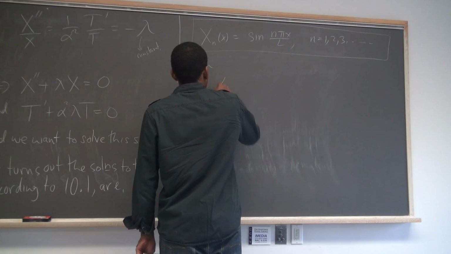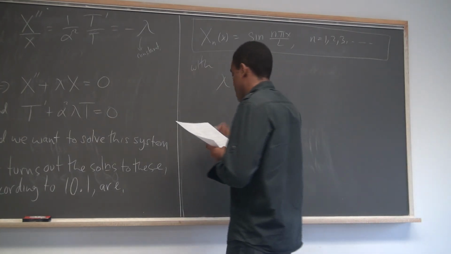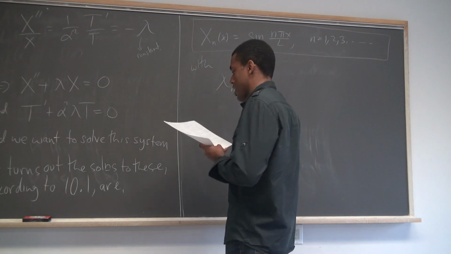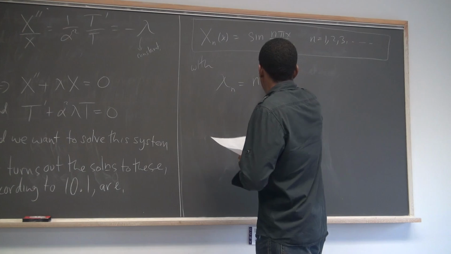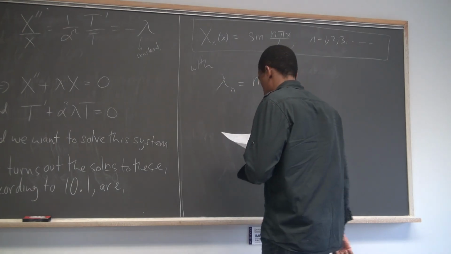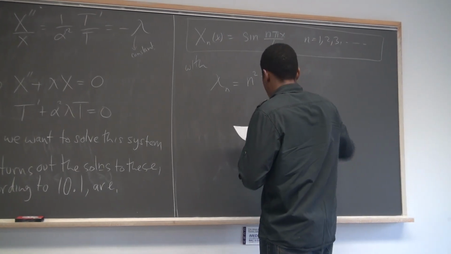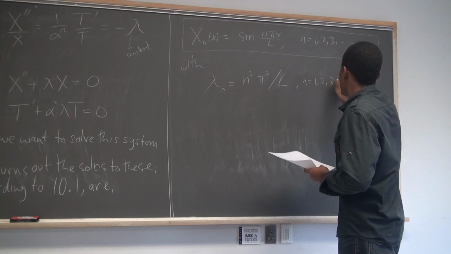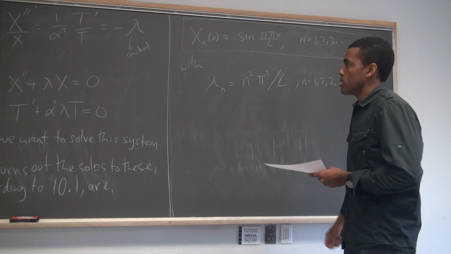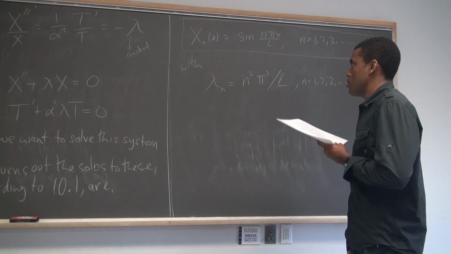You can also find, and if you need help figuring it out, 10.1 can help you out again. It's not that complicated if you actually try it. You'll find that your lambda for each n will be given by this. This is over L. And again n goes 1, 2, 3. There's always going to be an odd Fourier series.